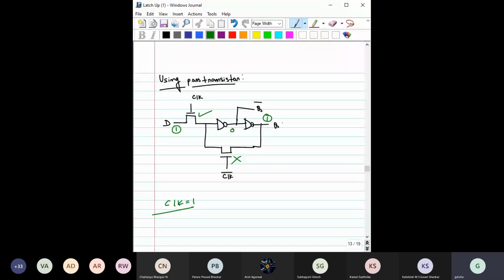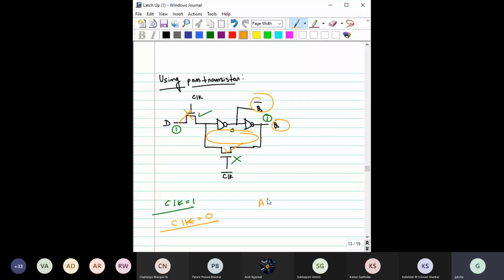Now let's see the other case when this clock equal to 0. So if this clock is equal to 0, then what will happen? Now this is clock bar, so this transistor will turn on, and this pass transistor will turn off, and you see basically you have these two inverters in a cascaded loop, right? Bistable element. So now it can remember or store the value, right? So here both Q and Q bar you should be able to get. So then this is what type of latch? Positive latch or negative latch? Positive latch, right? Okay.